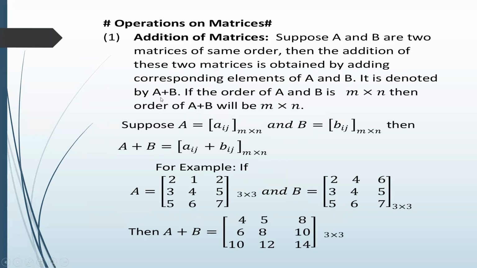So is that clear? What is a lower triangular matrix and what is an upper triangular matrix? Okay. Now we go for operations on matrices. So here the first operation is addition. So how do we add two matrices?